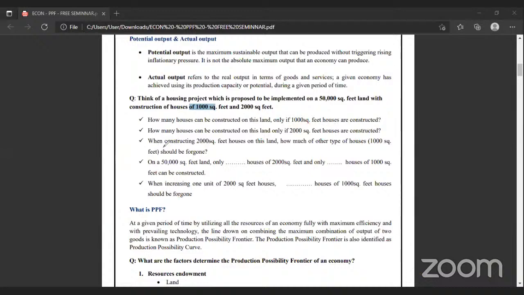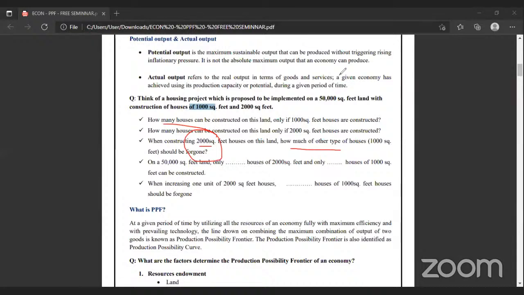Now come to the point. Now I'm explaining the production possibility curve and the opportunity cost. In this part we are going to discuss how the opportunity cost can be illustrated on the production possibility curve. When constructing 2,000 square feet houses on this land, how much of the other type of houses can be sacrificed, forgone? Tell me. Now we are going to produce only 2,000 square feet houses. Then how many 1,000 square feet houses are forgone, sacrificed?